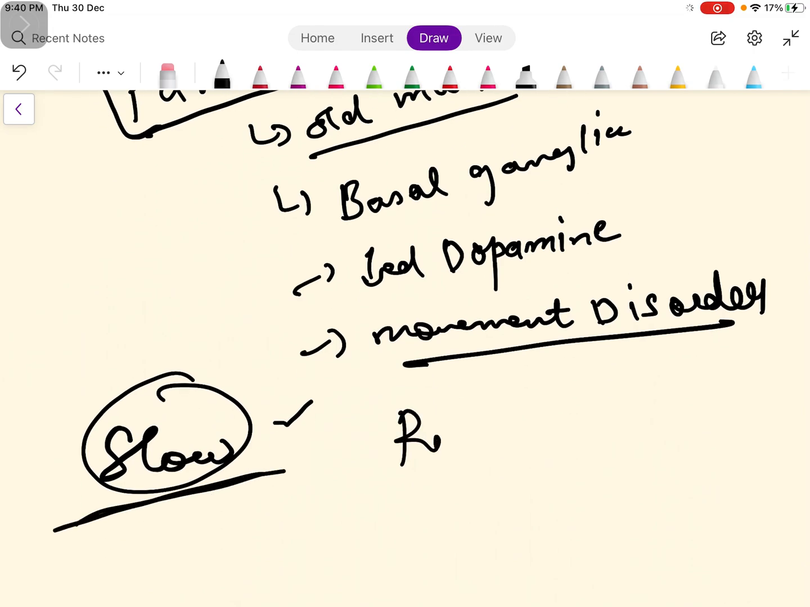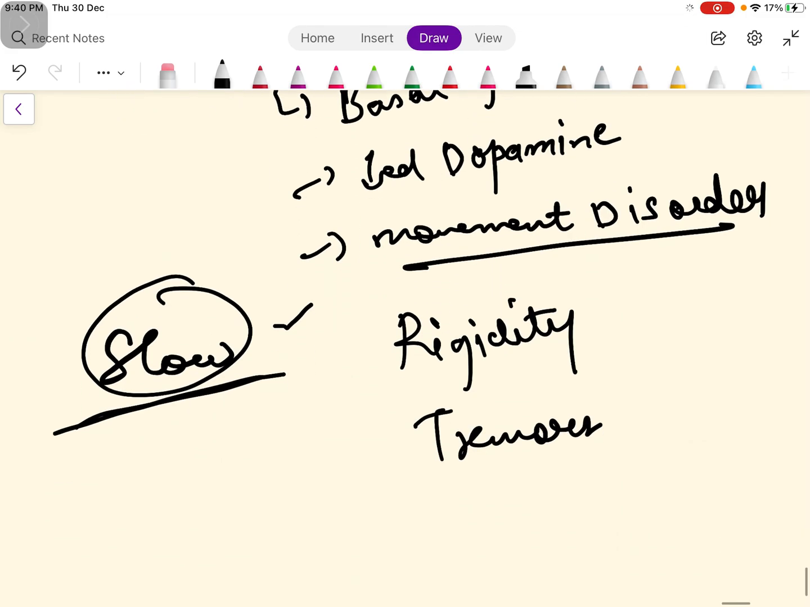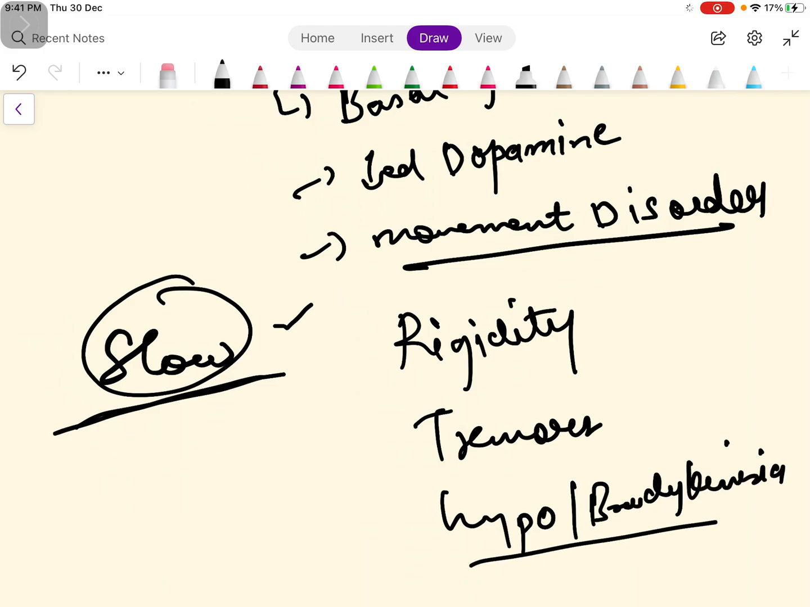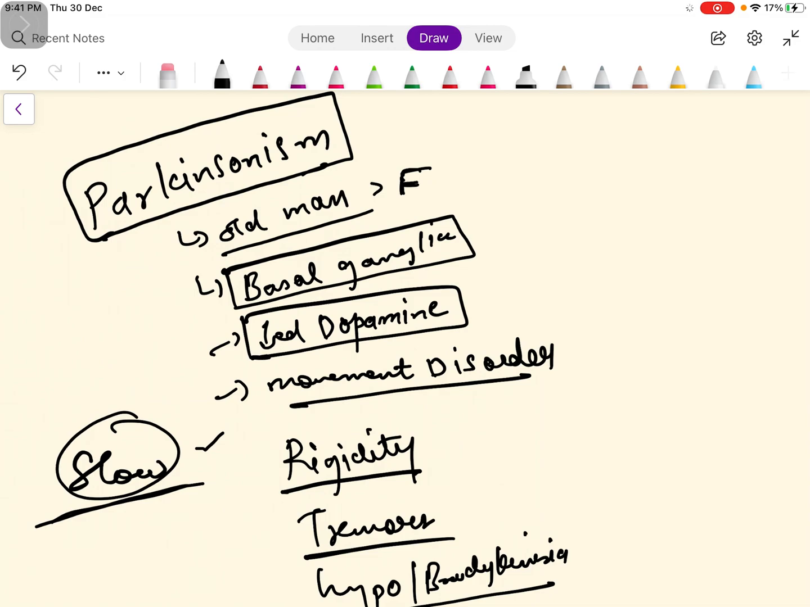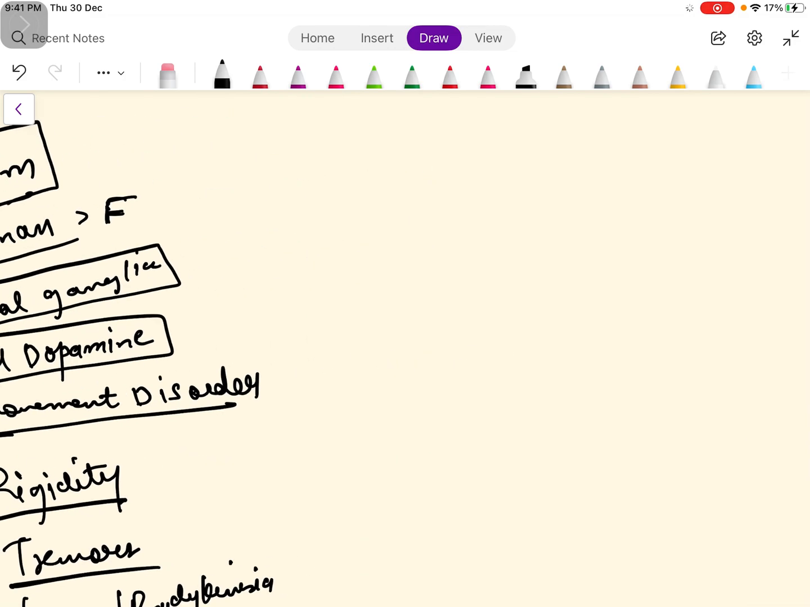Okay, patient becomes slow. There is rigidity, there are tremors in the patient, and hypo or bradykinesia. So the patient is slow, the patient is rigid, and there are tremors. And this occurs because of the disorder of the basal ganglia, and there is a decreased level of dopamine.